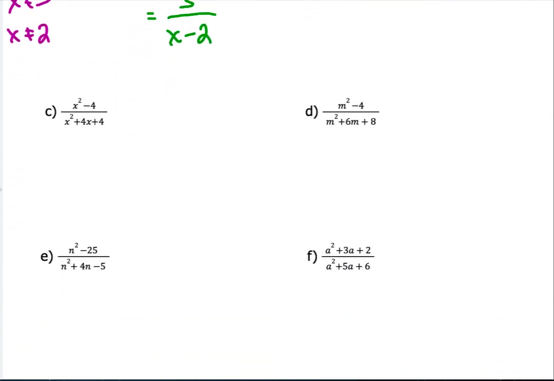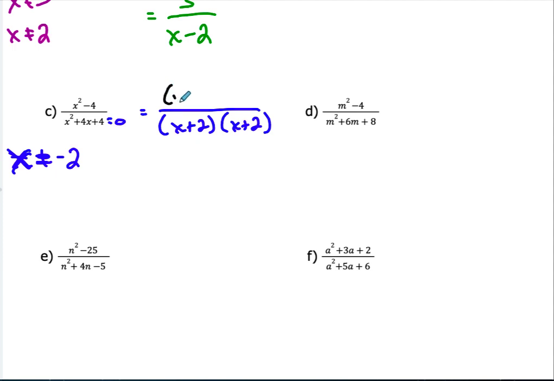All right, for c, I start with my denominator because I want to set that equal to 0, and that's going to factor into x plus 2 and x plus 2. So when I set those equal to 0, that means my x cannot equal negative 2. That's my excluded value. My numerator I can factor as well. X squared minus 4. Remember, that's one of those special cases where it's x plus 2 and x minus 2.